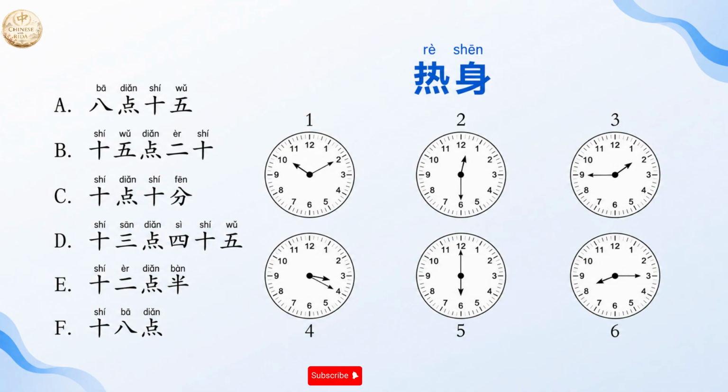Match the symbols with the clocks. You can probably figure them out. We have already covered the numbers. Let's do this exercise before we learn the rules for telling time in Chinese.